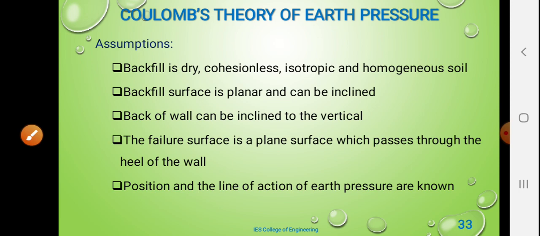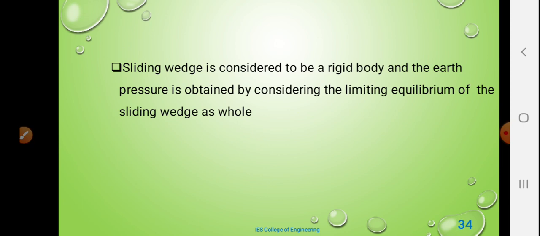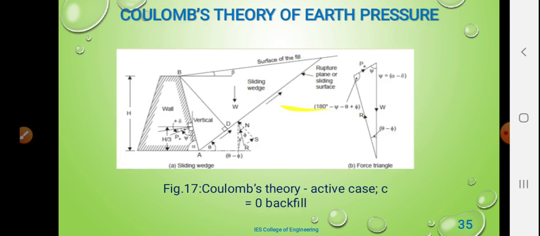And next, the failure surface is a plane surface which passes through the heel of the wall, and the position and the line of action of earth pressure are known. The sliding wedge is considered to be a rigid body and the earth pressure is obtained by considering the limiting equilibrium of the sliding wedge as a whole.